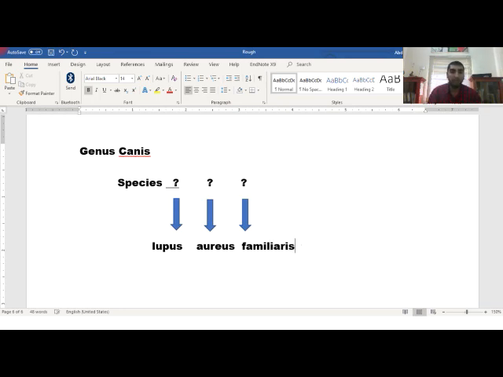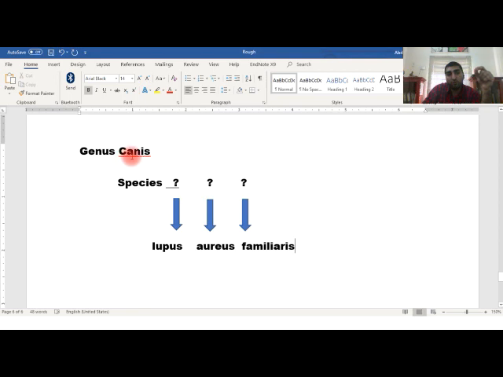Thunderbirds, Swans, Familiars. So it's very easy. We had a genus, Canis. There were three unknown species, 1, 2, and 3. We collected these specimens, we studied their characteristics, we discriminated them on the basis of their differences and similarities, and then we named them Lupus, Aureus, Familiaris. Lupus is wolf, Aureus is jackal, golden jackal, Familiaris is the common dog.